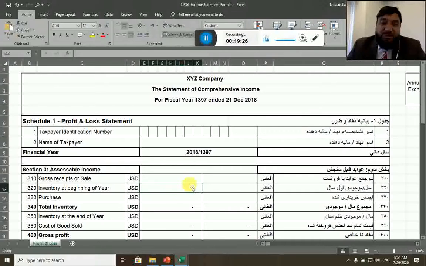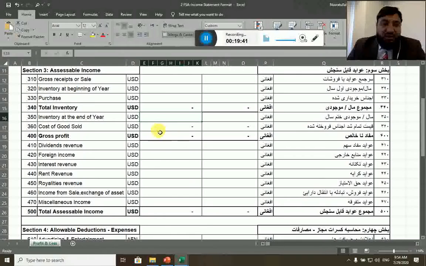Then we have inventory at the beginning of the year. Then we have purchases. Then we have total inventory. Total inventory is inventory at the beginning plus inventory purchased, so that becomes the total inventory for the year. Then we have inventory at the end of the year, that is, the total inventory left with us. Then cost of goods sold. How is cost of goods sold calculated? Total inventory minus inventory at the end of the year. Total inventory minus the inventory at the end of the year, we find the cost of goods sold.